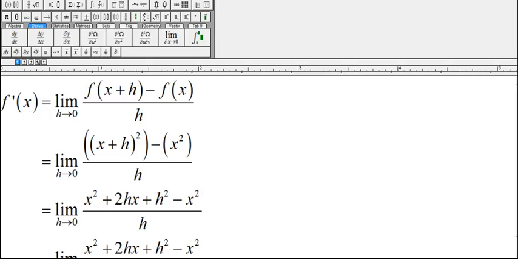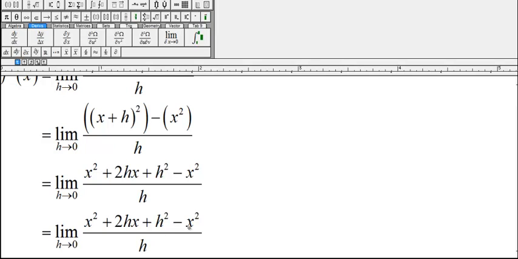Then what we want to do here is look at this and see if we can do any simplification. Do you see anything we could do here? Well, if you notice, that minus x squared and that plus x squared cancel each other out.